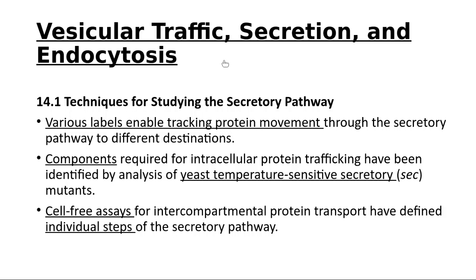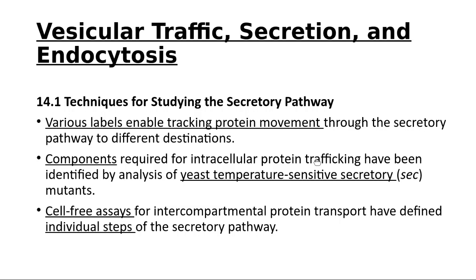This is also interesting because we can change the temperature, and the mutant protein will stop at a certain compartment and not move to the next one, which is unique. So we can easily study those particular proteins getting stuck at certain compartments. The third is the cell-free assays for intercompartmental protein transport. So cell-free assays also have been used. So these three techniques have been used.